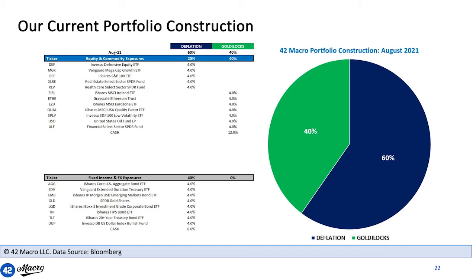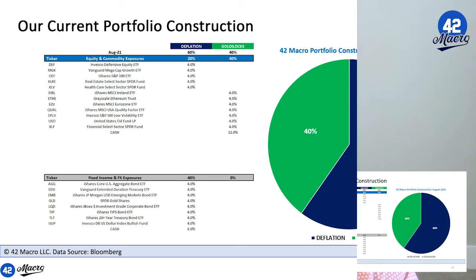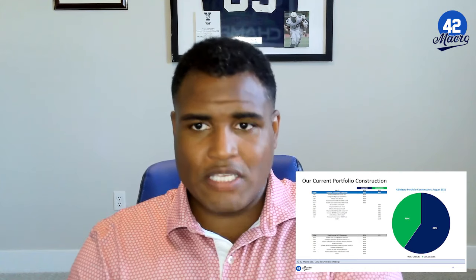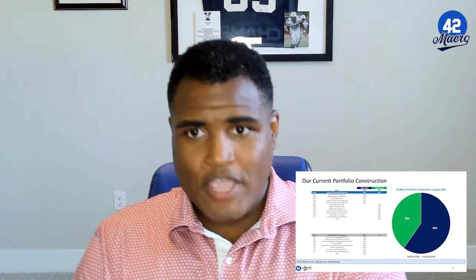In terms of our fixed income and FX exposures, we've got AGG, EDV, EMB, emerging market debt, gold, LQD, IG credit, TIPS, 20-year treasuries, and then the US dollar. And then we've got about 20% sitting in cash. That's the 12% we have remaining to be allocated in Goldilocks and the 8% remaining to be allocated in deflation. We're not at all in a hurry to allocate that cash. If anything, depending on how Wednesday's CPI report is presented and the data in there, we could actually be raising incremental cash from here.